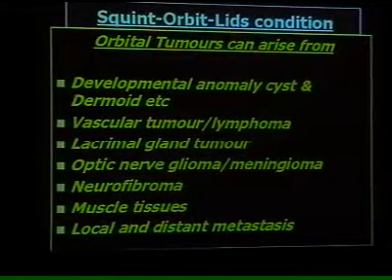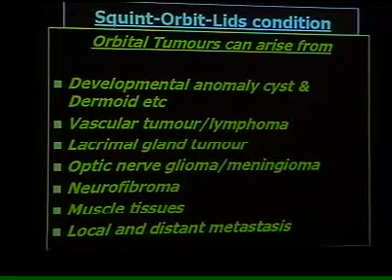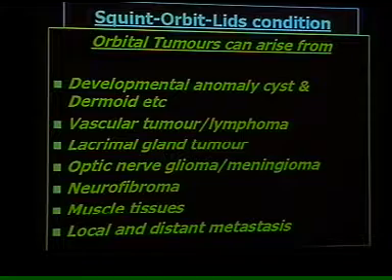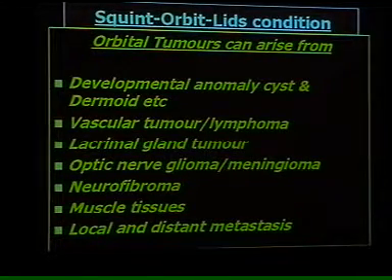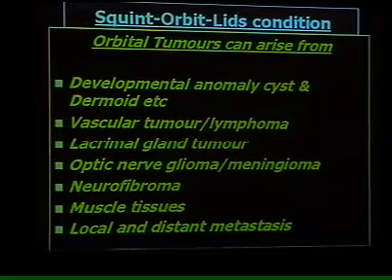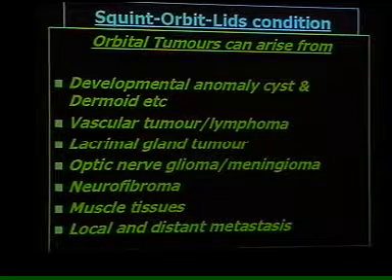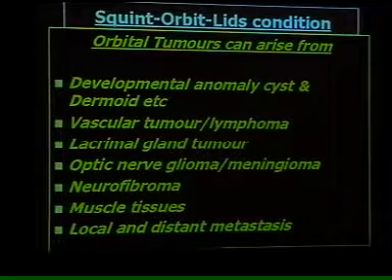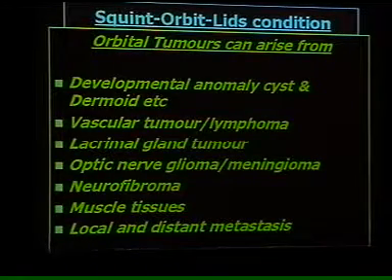The orbital tumors, I don't know how much time is left. The orbital tumors can also present silently or with some very serious symptoms. There could be developmental anomalies in the form of dermoid cyst, very common actually in the GP clinic. There could be some vascular tumors, lymphoma, lacrimal gland tumors, etc.